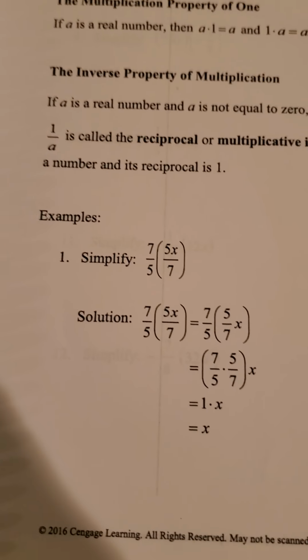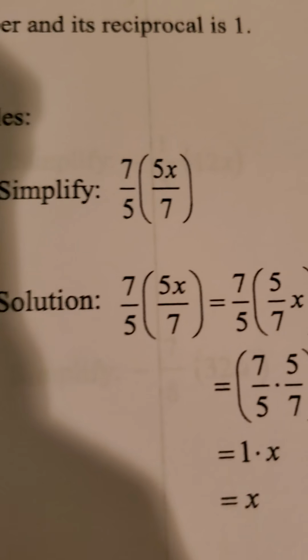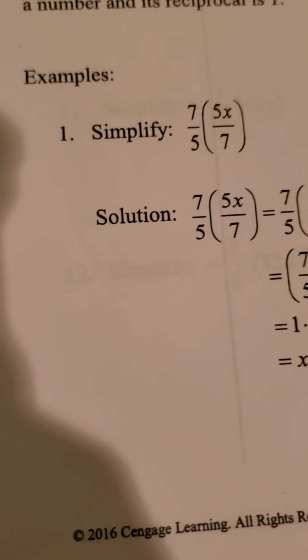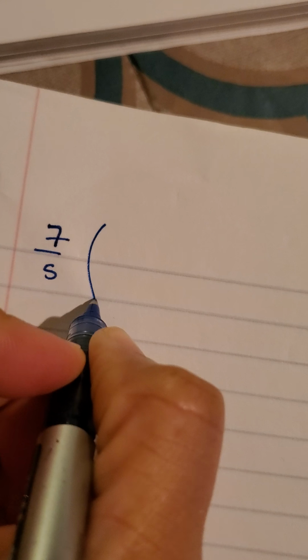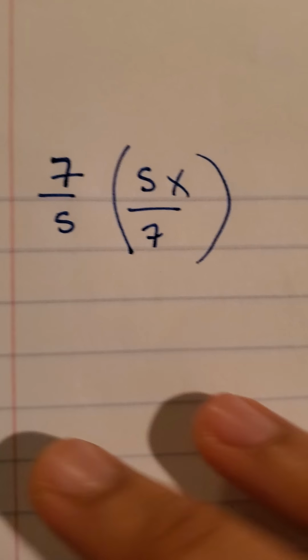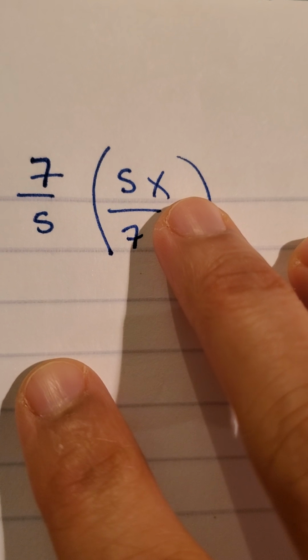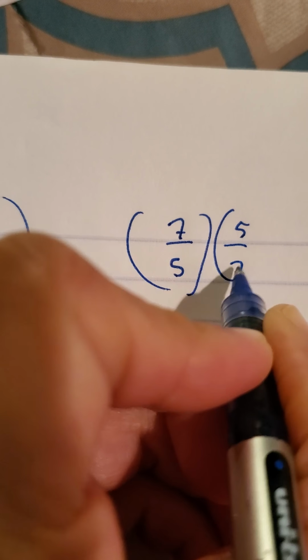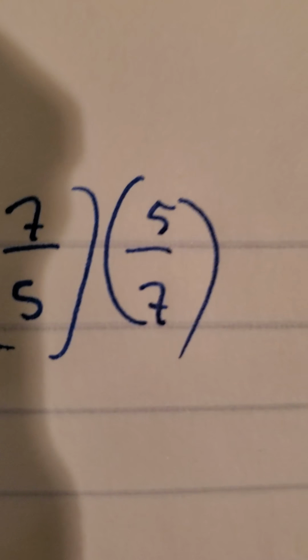So here we go. Let's try to simplify this expression that is expressed as a product. So it's this product expressed as a fraction, I should say. So here it's 7/5 times 5x over 7. So basically, the only difference you're seeing here is that you're seeing a variable as a factor. But not so long ago, we were doing multiplication of fractions. And clearly, you see an expression like this.